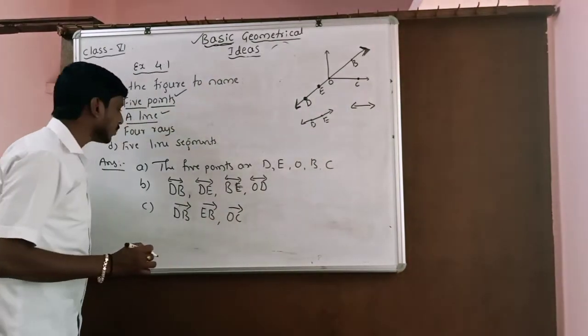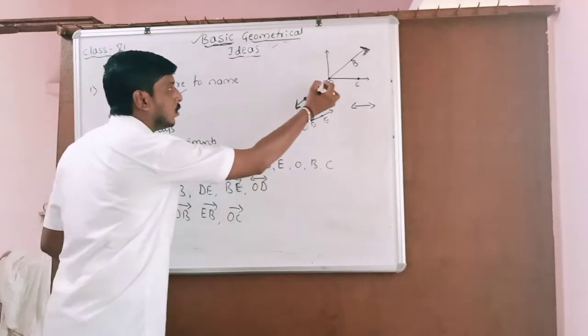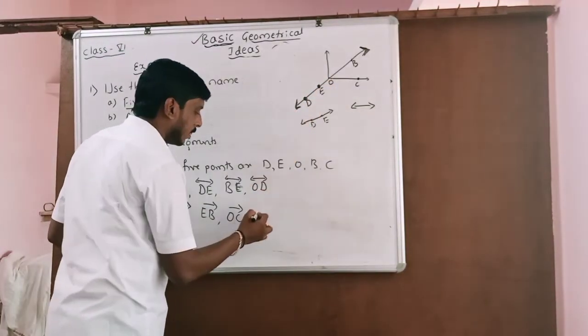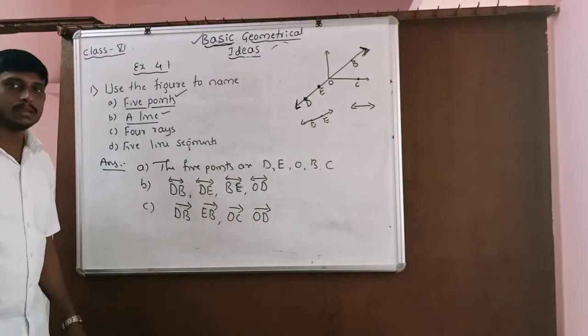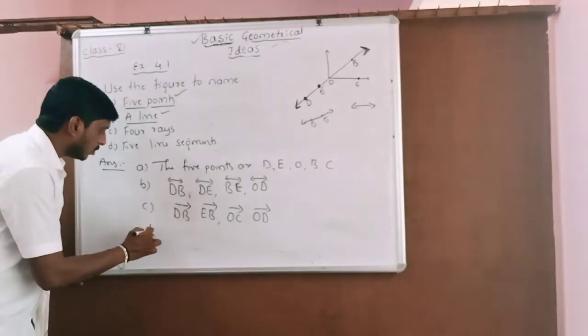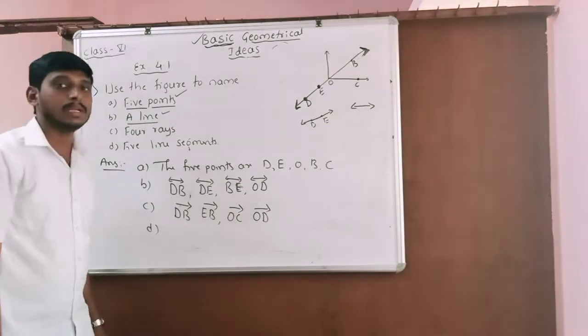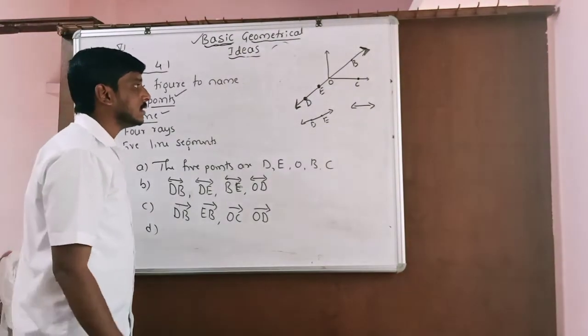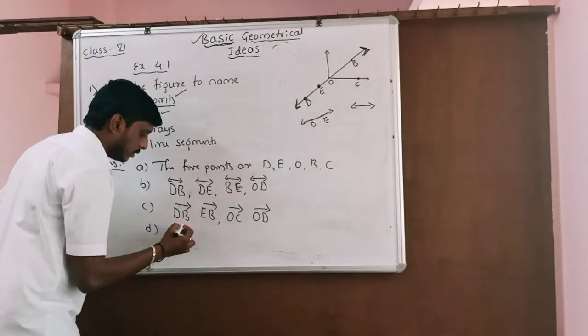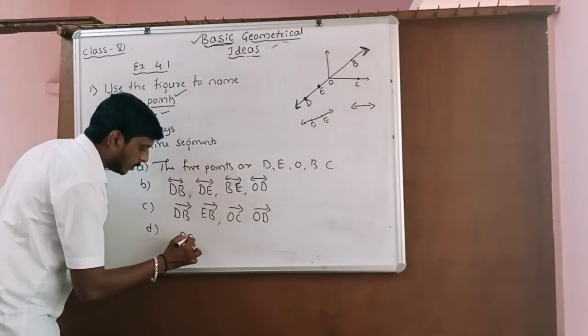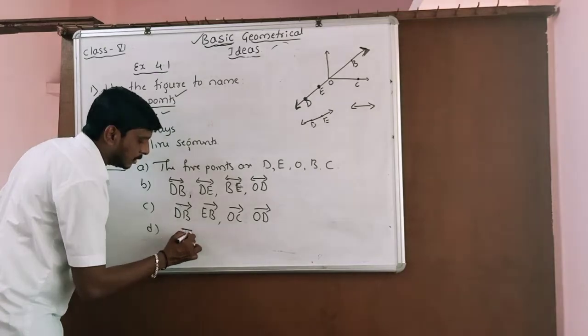How many rays did they ask? Look, four rays. And here O is the initial point. I will take OD. OD is a ray. Okay. So the last one is what? 5 line segments. How many line segments? 5 line segments. See D and E. This is a line segment. One line segment, DE. This is one line segment.